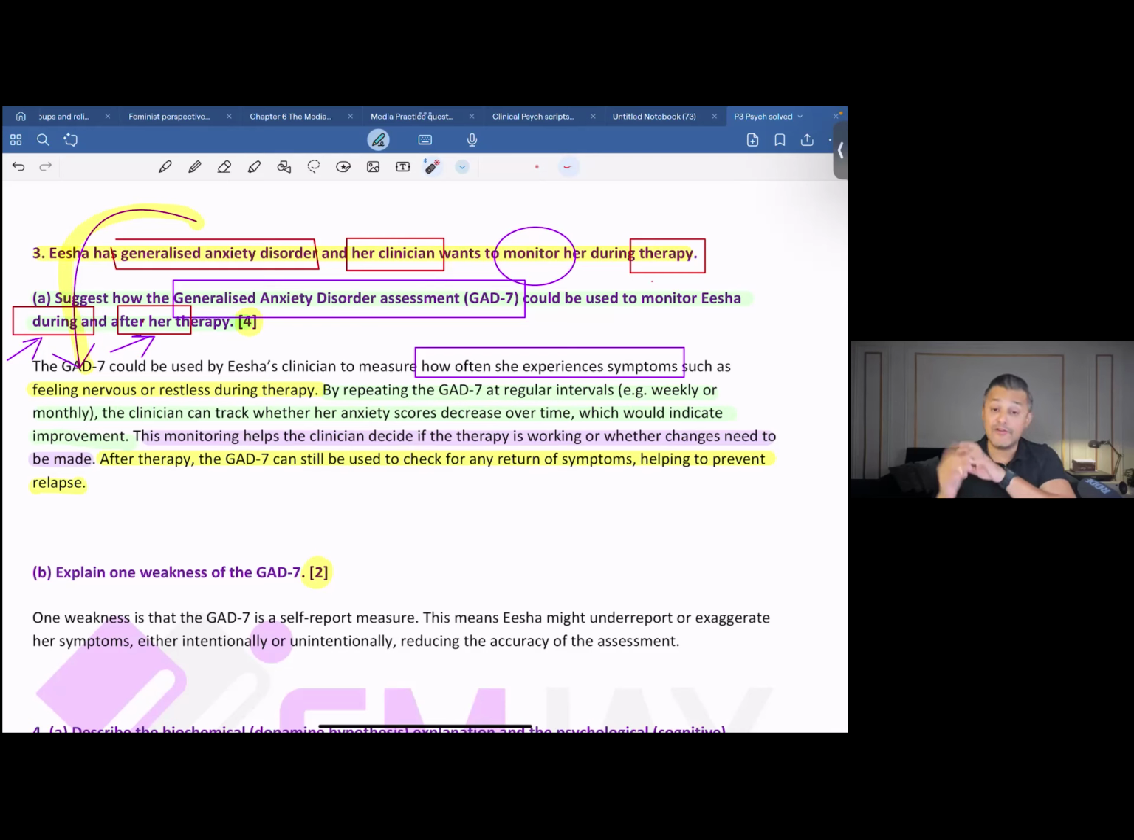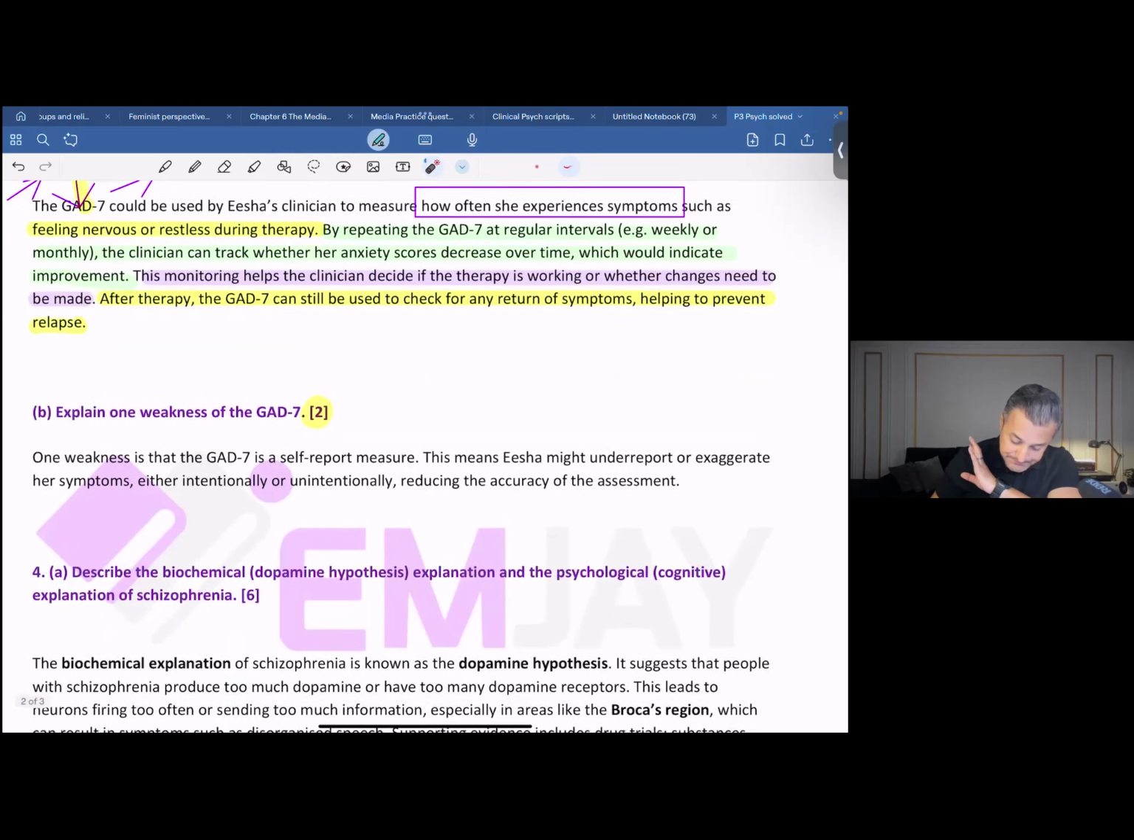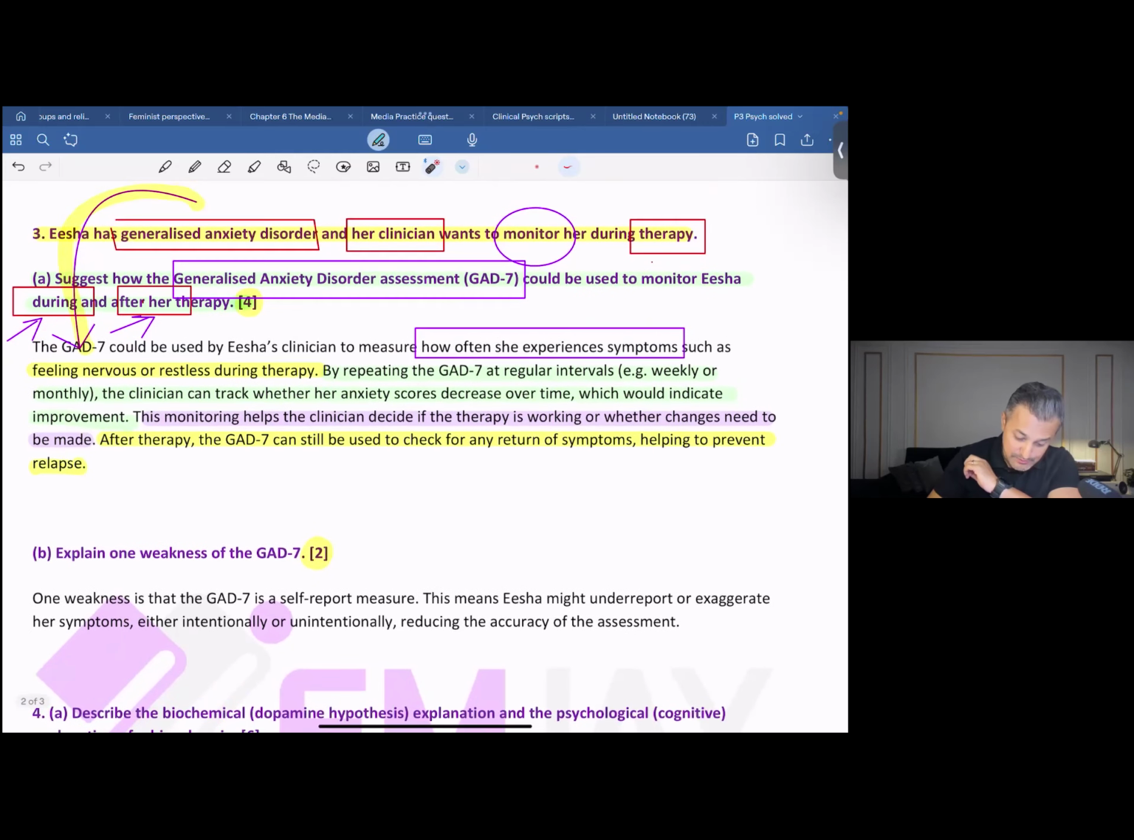So after the therapy part, the GAD-7 can still be used to check for any return of symptoms, helping to prevent a relapse. Moving on quickly to the second part of question number 3. Explain one weakness of GAD-7.